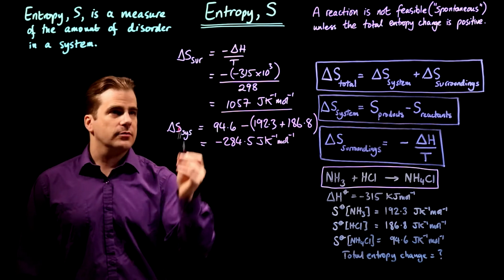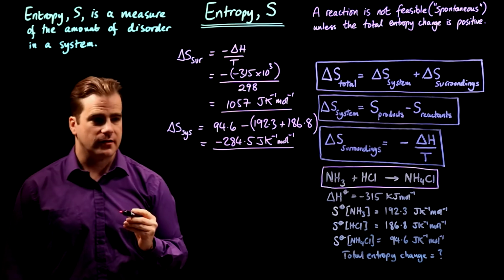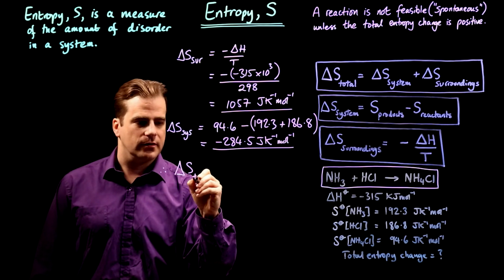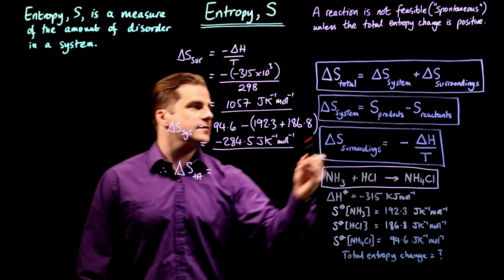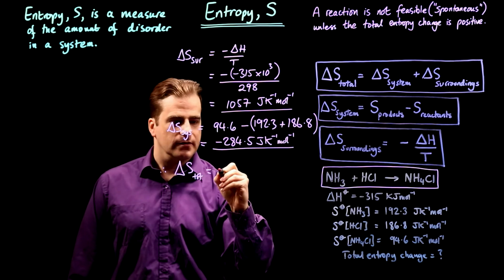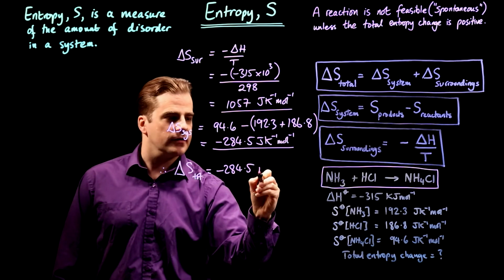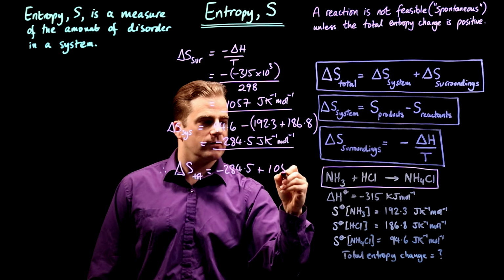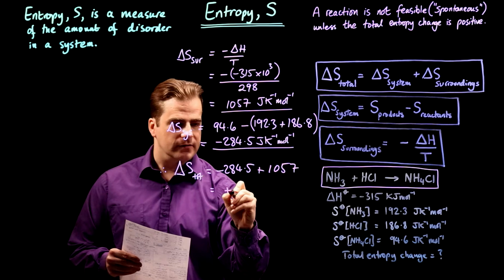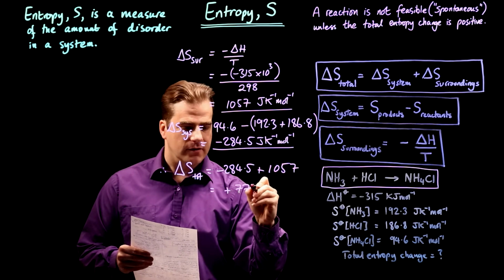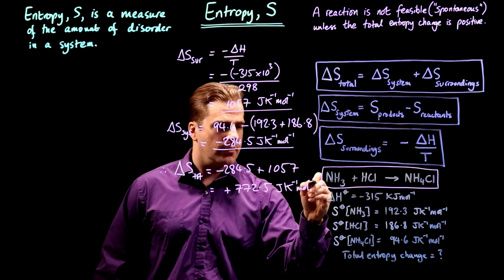Okay, so we've got delta S of the surroundings and delta S of the system, those two, so now we can get delta S total. Therefore, delta S total is that plus that. So delta S of the system is this, minus 284.5, plus delta S of the surroundings, 1057. So that turns out to be plus, that's bigger than that, 772.5 joules per Kelvin per mole.